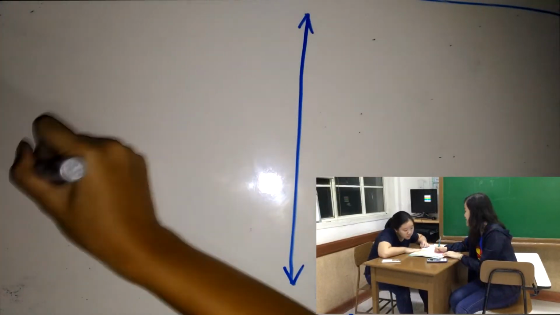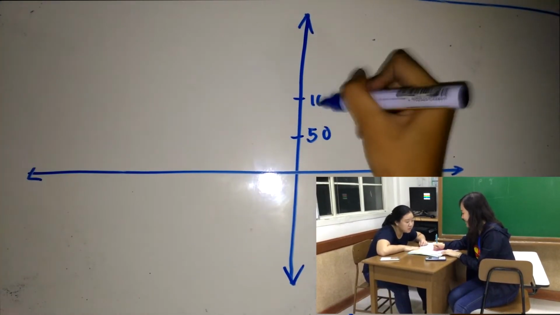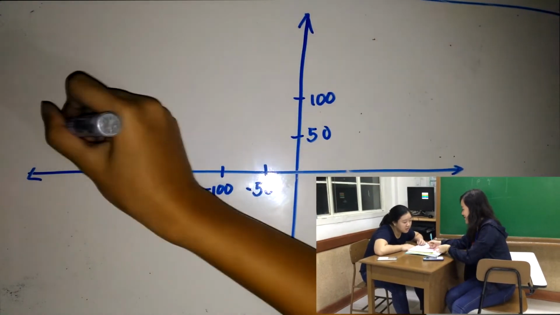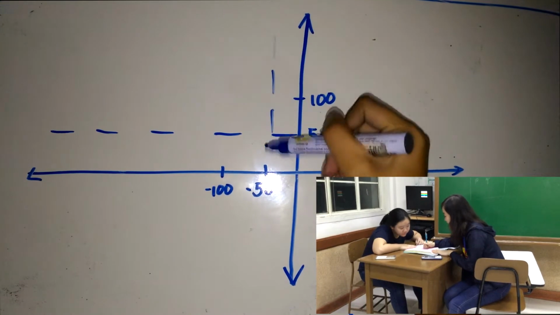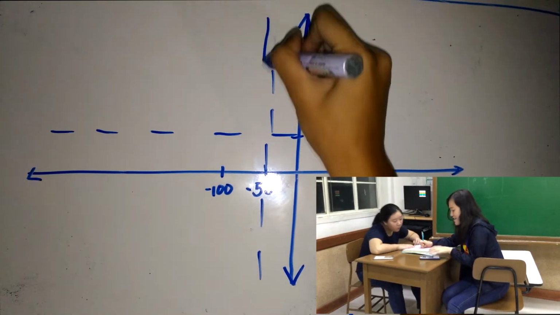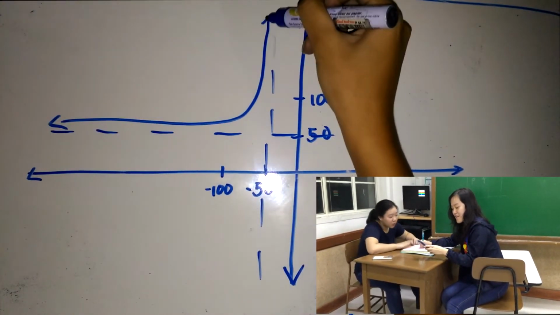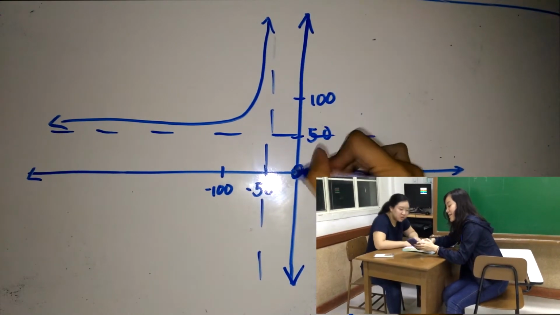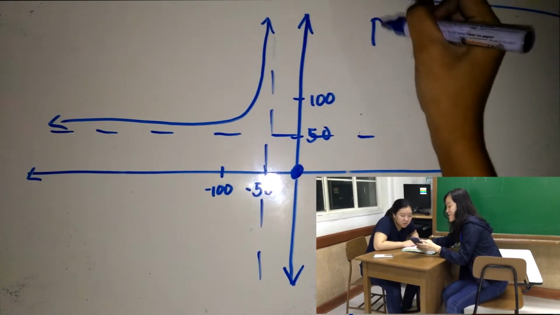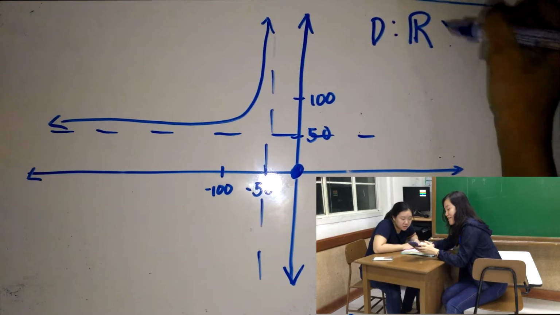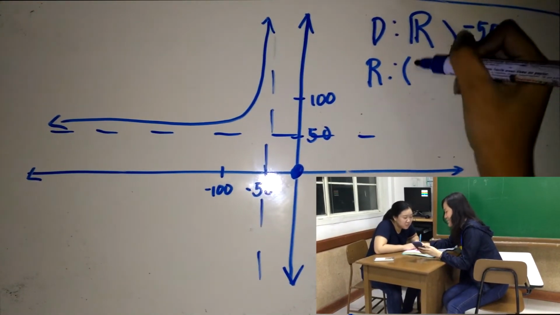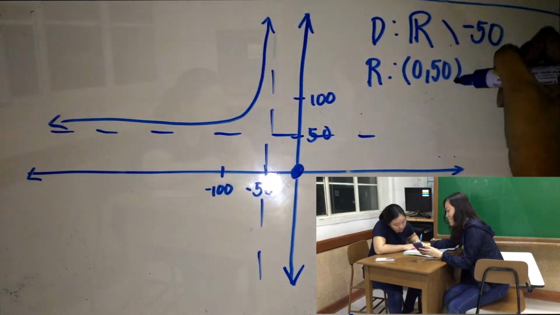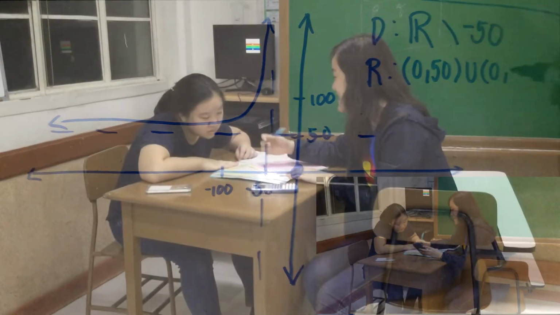Now we will move on to the graph. As we see here, the horizontal asymptote for the graph is y equals 50, while the vertical asymptote for this graph is x equals negative 50. The x and y intercept is both at 0, 0. However, it should be taken note that the question assumes that this is for a convex lens, thus the graph must not pass through the negative y-axis. From this, we can now get the domain, which is all real numbers except for 50, and the range, which is from 0 to 50 union with 50 to positive infinity.